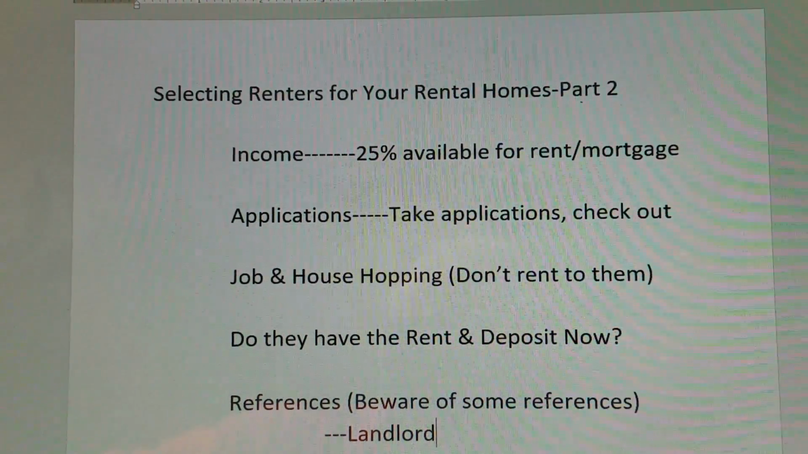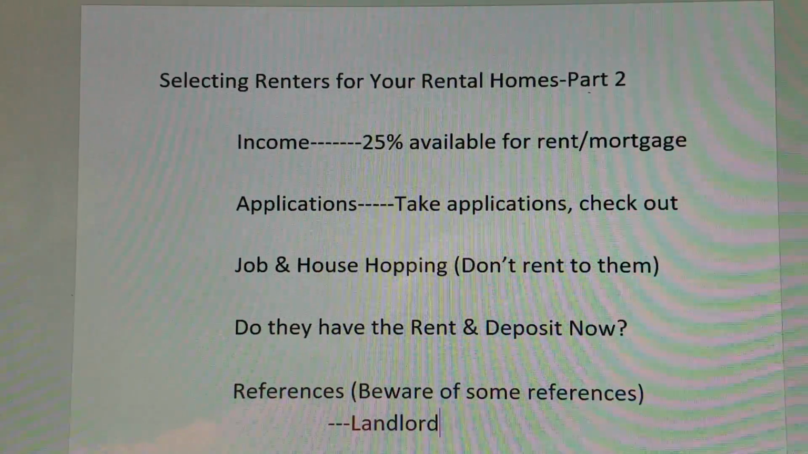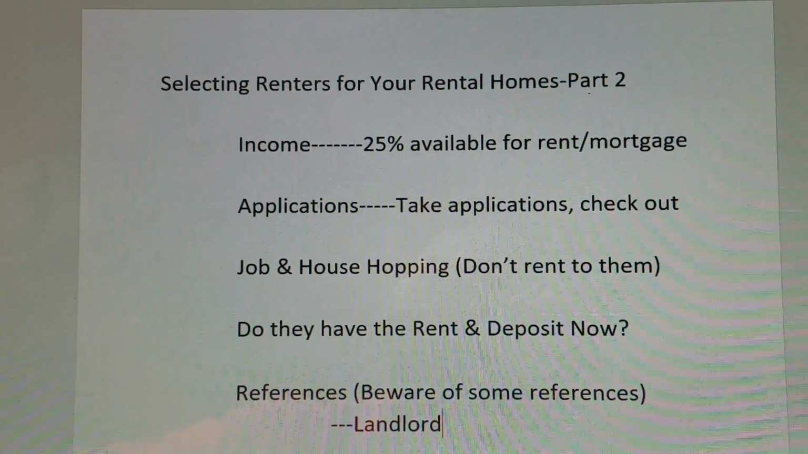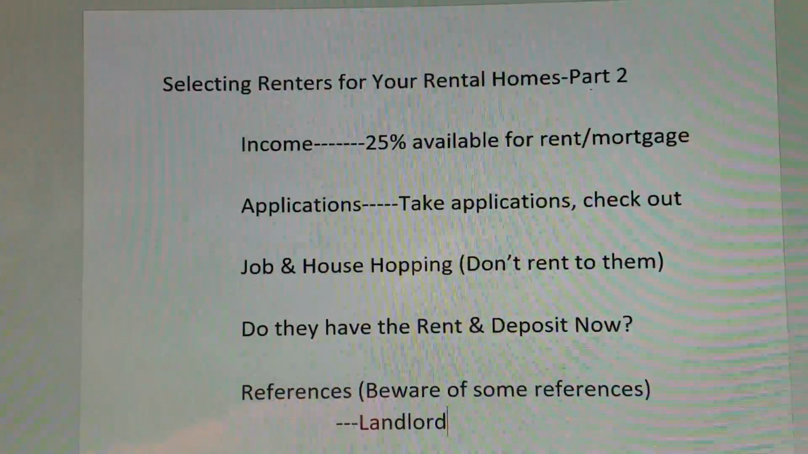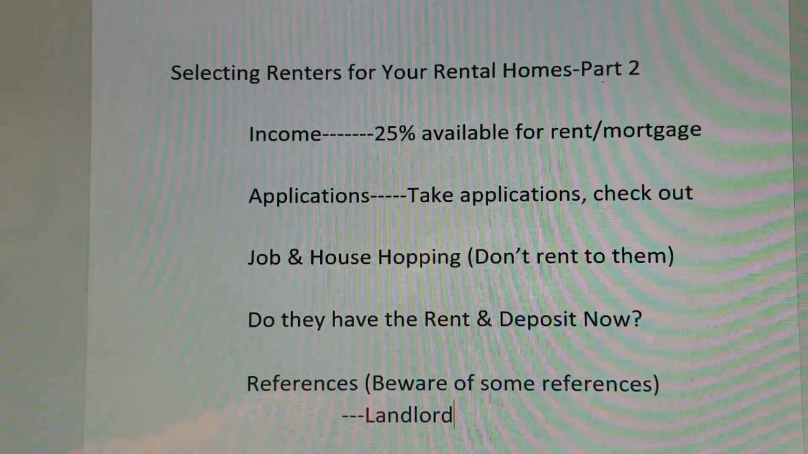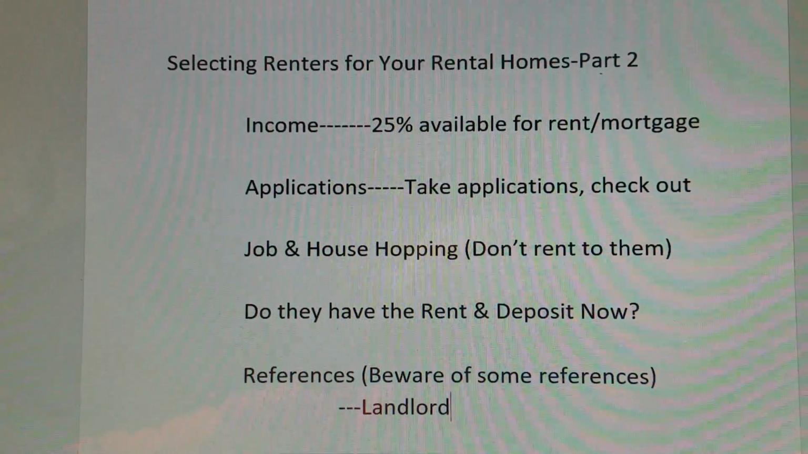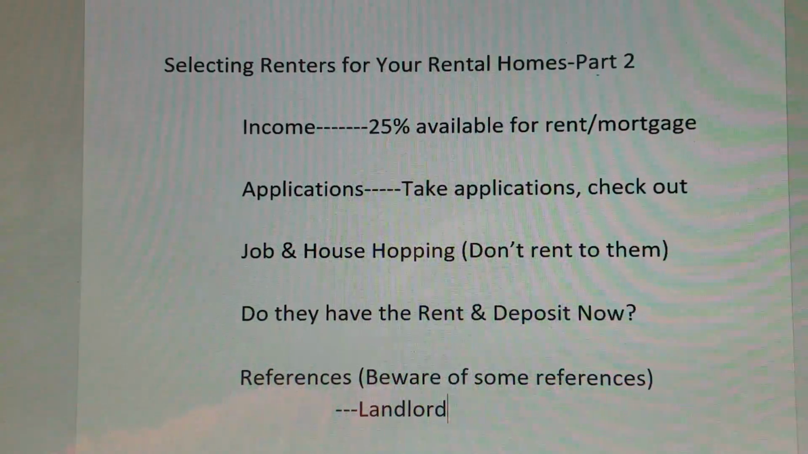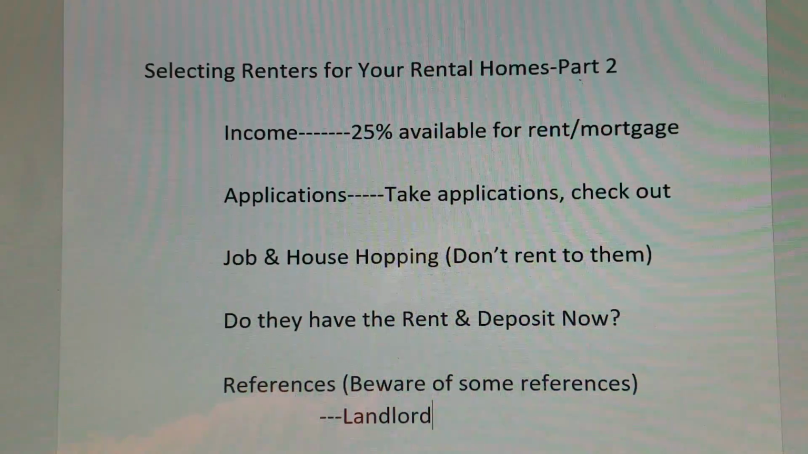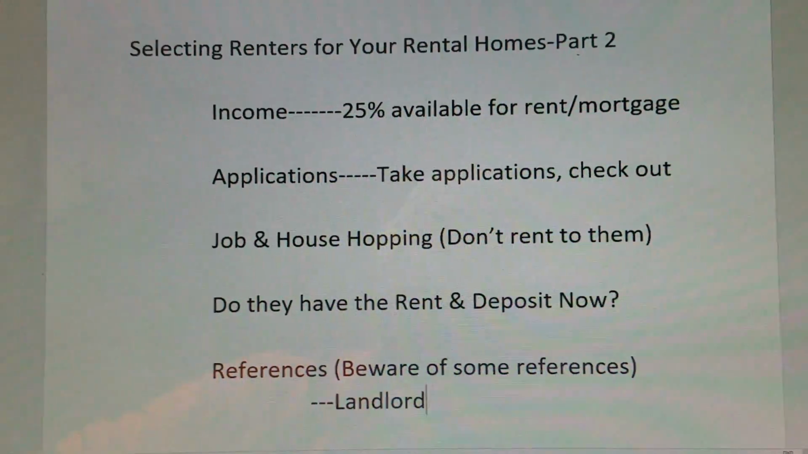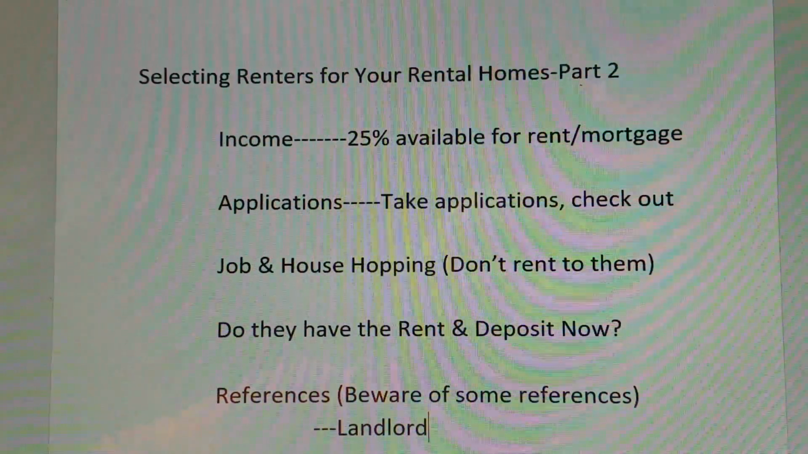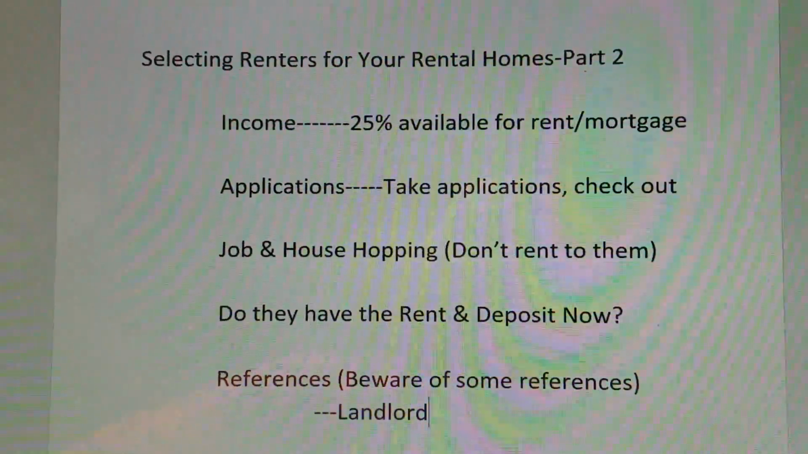Also, the same is true with rental history. If they've lived at the place that they're living at right now for 4 or 5 years, that's good. But if they only lived there for a couple of months, and they lived at the place where they lived before for 3 or 4 or 5 months, then they're having problems with landlords or whatever in their housing. They're just jumping from house to house to house. You don't want to rent to these people who are job and house hopping. Definitely do not rent to them.